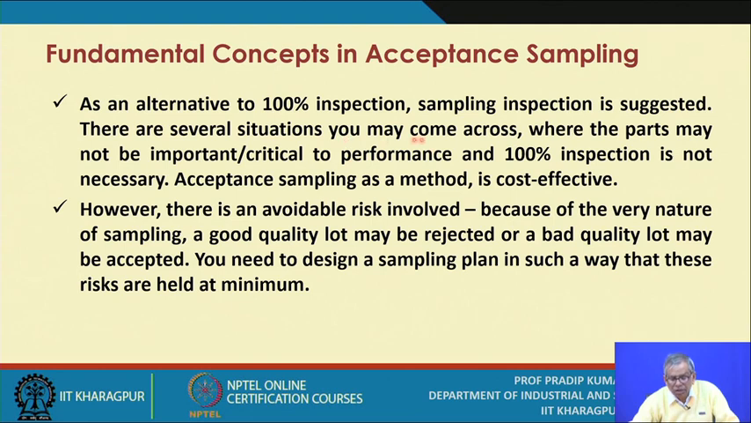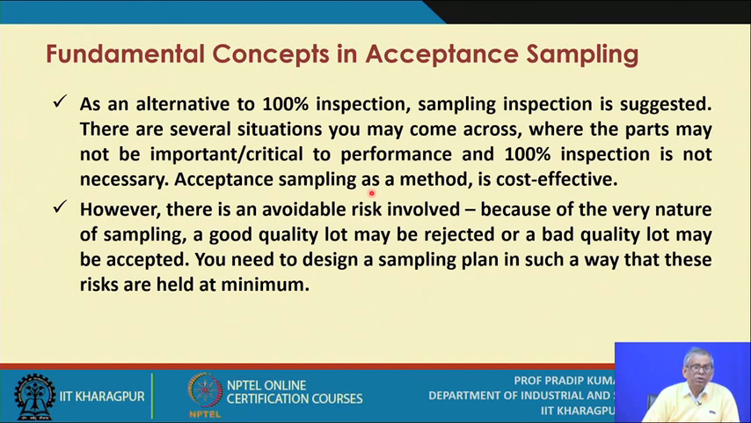There are several situations you may come across where the parts may not be important or critical to performance. This point I have already elaborated, and 100% inspection is not necessary. Acceptance sampling as a method is cost effective. Instead of inspecting each and every item in the lot, you are just getting a sample, and it is a representative sample. Many times the sample size compared to the lot size is very small. Later on you will find with examples that the lot size is at least 10 times more than the sample size.